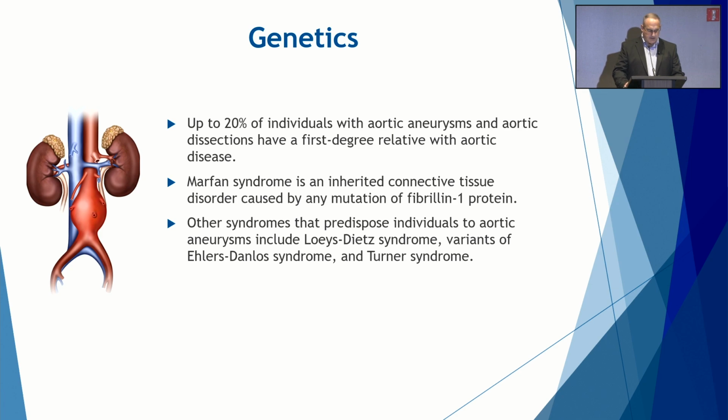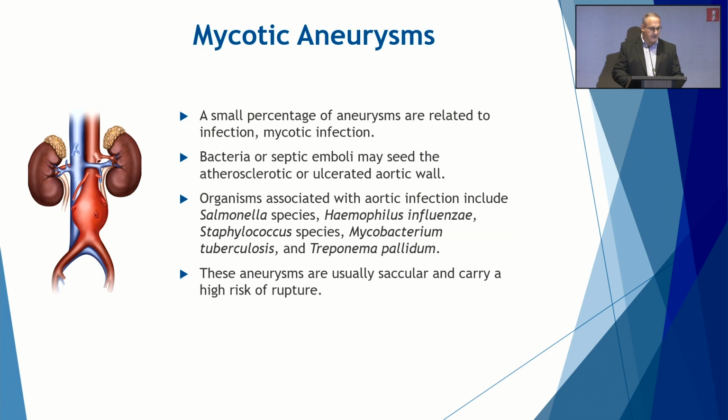Genetics also plays a component. 20% of individuals with aortic aneurysms will have a first-degree relative with aortic disease. Other connective tissue disorders like Marfan syndrome or Ehlers-Danlos syndromes also convey a very high risk of aneurysm and rupture. A small percentage of aneurysms are related to infection, and these are called mycotic aneurysms. Many different types of bacteria can affect it. These aneurysms are usually saccular and can carry a high rupture risk.